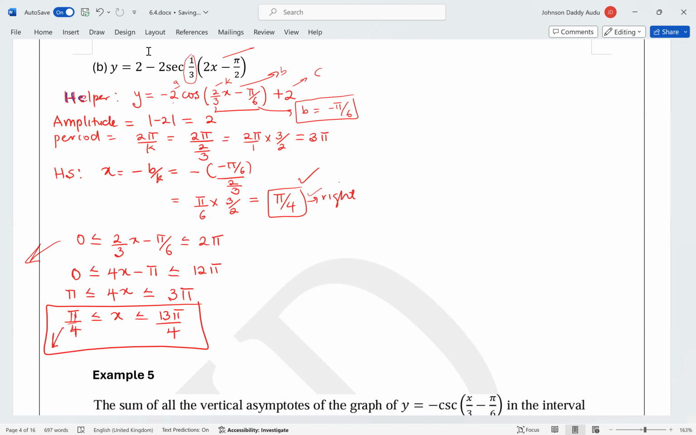Now we're going to split this interval into 4. It means they're all positive. So we start from where? Pi over 4.